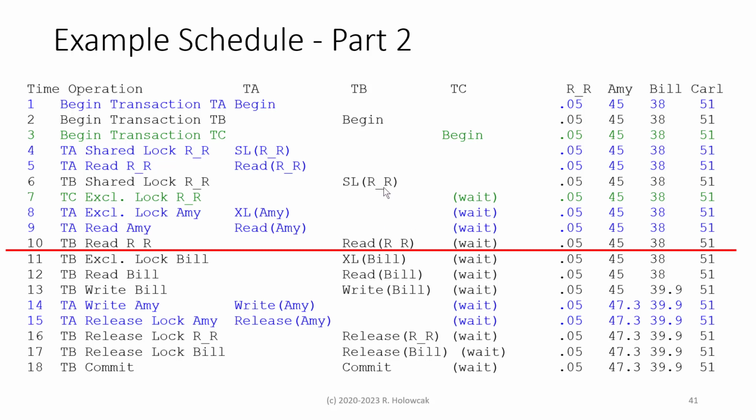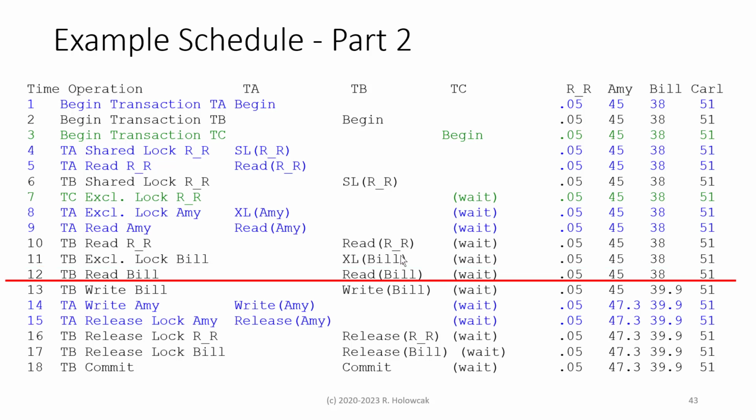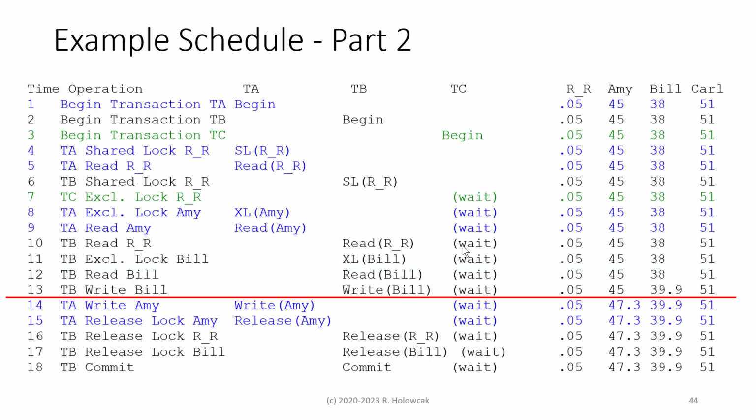Meanwhile, transaction B, because it has a shared lock on raise rate, is able to read the raise rate. So at step 10, transaction B learns that the raise rate is 5%. Transaction B acquires an exclusive lock on Bill's salary. Why? Because eventually transaction B will write Bill's salary. So at step 11, transaction B learns that Bill's salary is $38,000. This allows transaction B to read Bill's salary and then write the new salary back to the database.